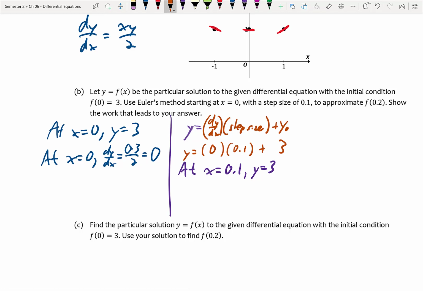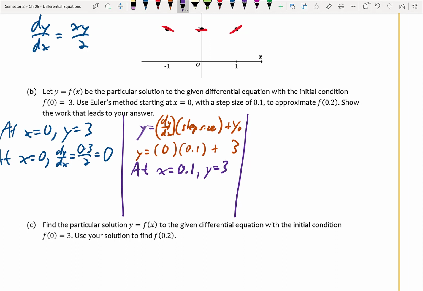Okay, that means I've moved 0.1 over to the right. In this problem, where do I want to end up? I've moved 0.1. I want to move 0.2. So I'm going to take one more step. And this is the tricky one right here. This is the whole point of the problem. I'm going to do dy dx again, which means I need to know what my new slope is at this ordered pair. So I'm going to come back down here. Now at x equals 0.1 and y equals 3, what would my slope be?